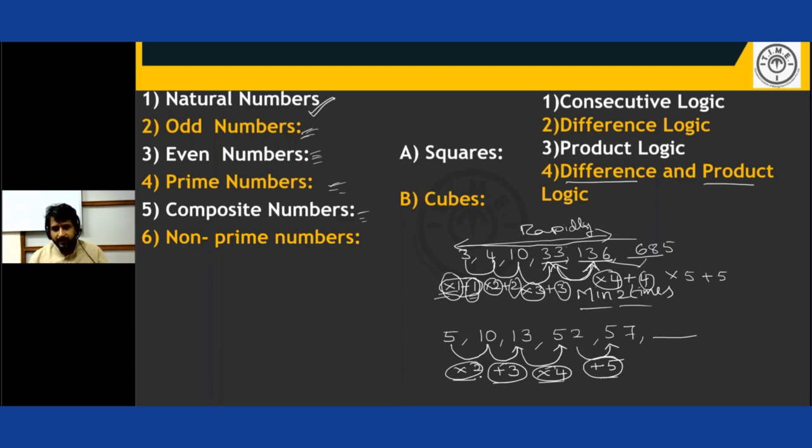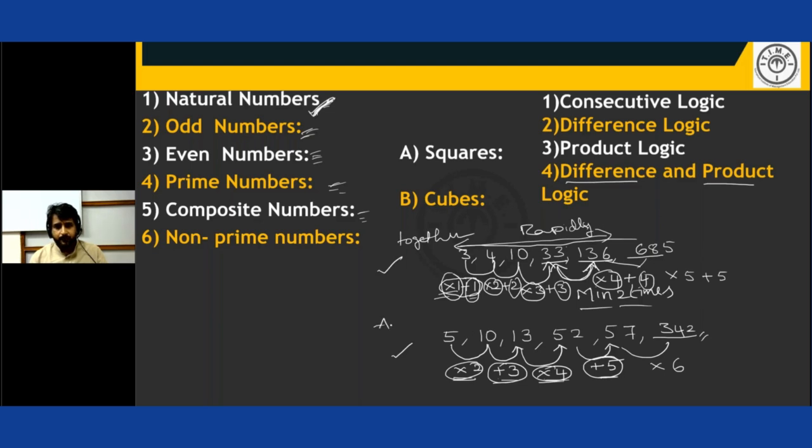So again here comes the pattern. 2, 3, 4, 5. What are these numbers? Consecutive natural numbers. 2, 3, 4, 5 come consecutively only in natural numbers, not anywhere else. What will the next number be? 6. Multiplication, addition, multiplication, addition. Next will be multiplication. 57 times 6 is 342. 342 will be the answer here. So these are the two patterns possible in difference and product logic, and difference and product applied together.